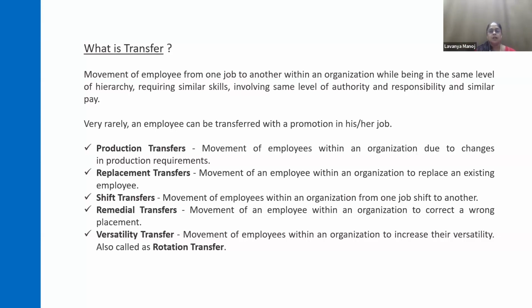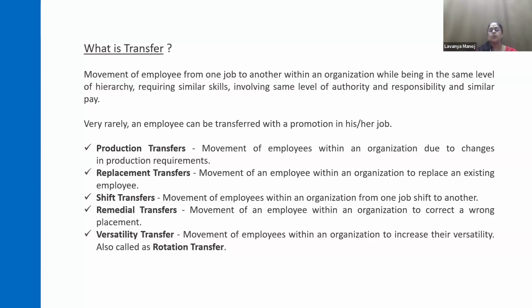Remedial transfers. If an employee has been chosen wrong, that is, the employee doesn't deserve it or doesn't have the required skill set, or the company may think that teaching the employee or equipping the employee with the skill set and other requirements may take more time. In that case, the company doesn't have to face the loss. Instead of that employee, another senior employee can be transferred to that position. It is called remedial transfers.